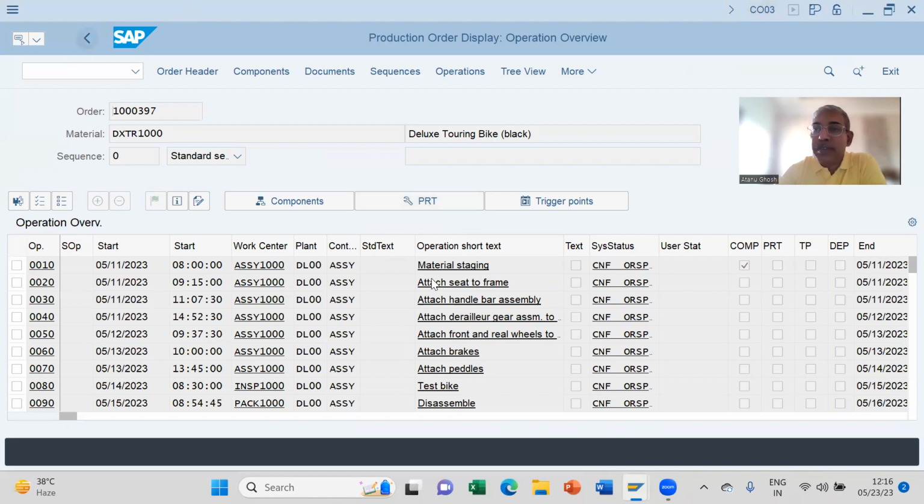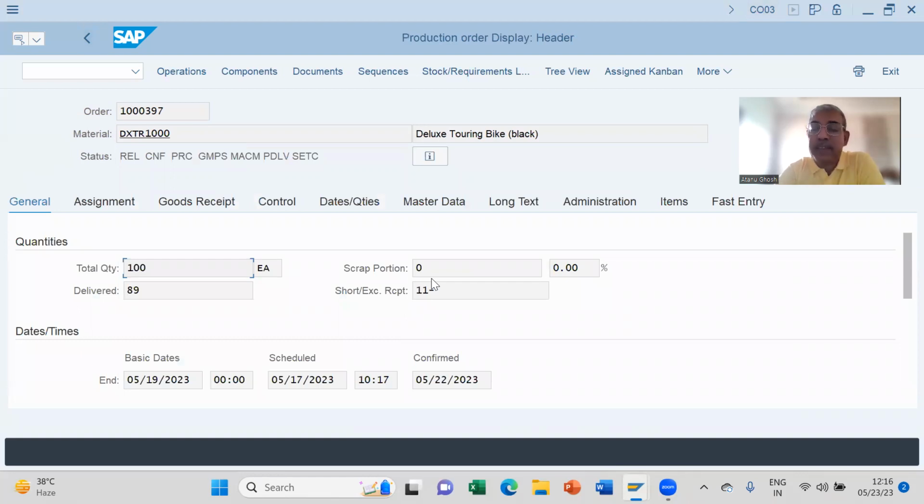If you are interested in knowing the details of how exactly this confirmation and the goods issue happened, you can watch an earlier video on plan to produce. The objective of this video is to analyze the cost. So all of these things are already done for the production order. Now we are going to analyze the cost.